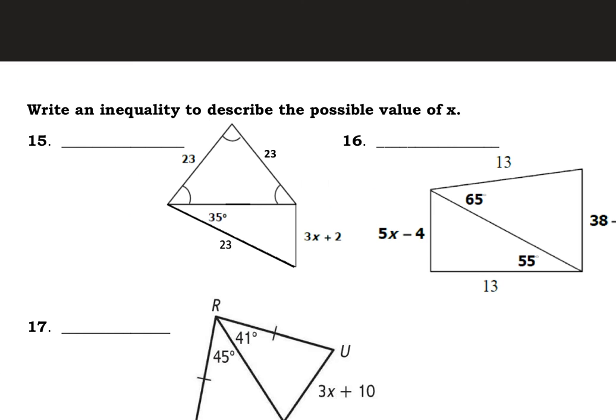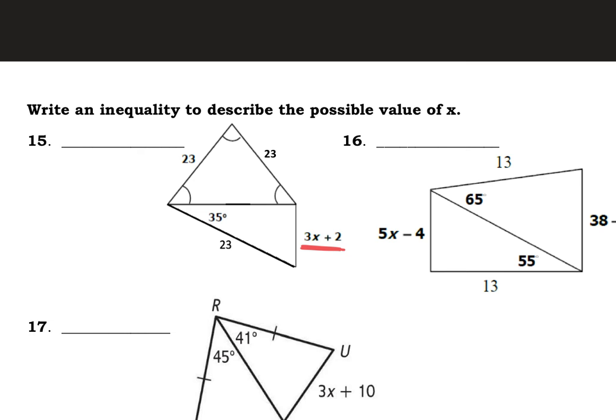On the back side, we have write an inequality to describe the possible values of X. If you were out yesterday, this is what we missed. So we see that we have an equation here. Is this a side or an angle? A side. Now, you notice that all the sides on the top one, are they different or the same? They're all the same, right? All the angles are 60, therefore all the sides should also be the same. They should all be 23.